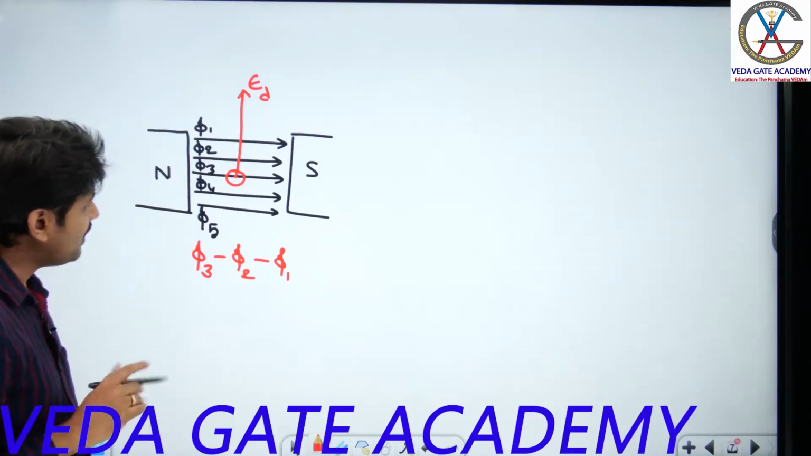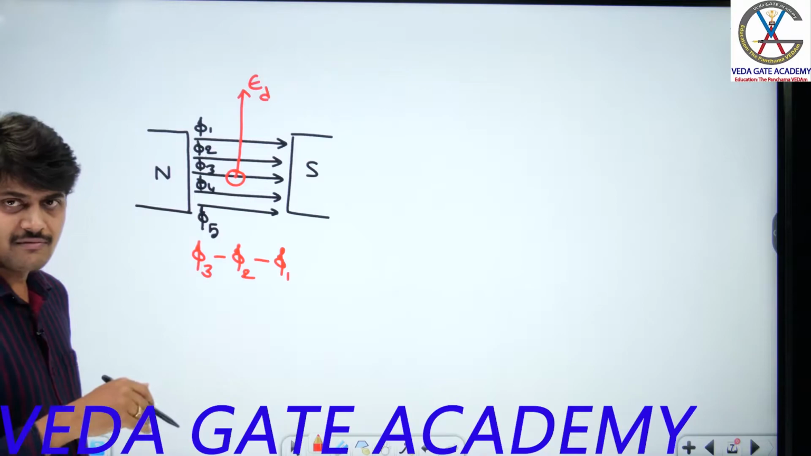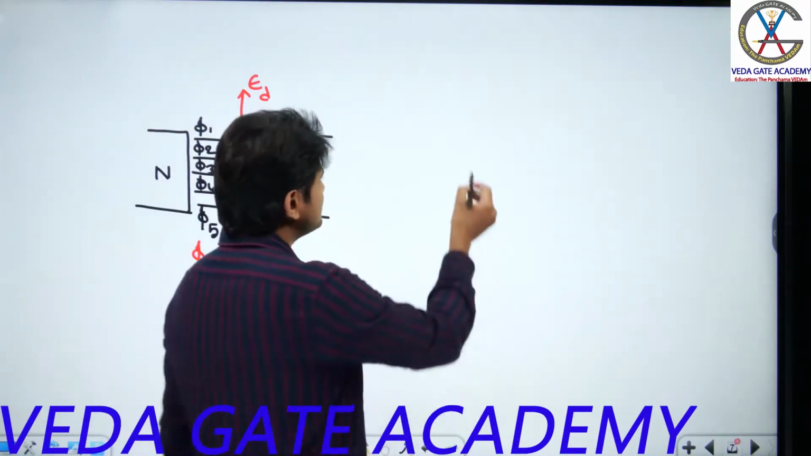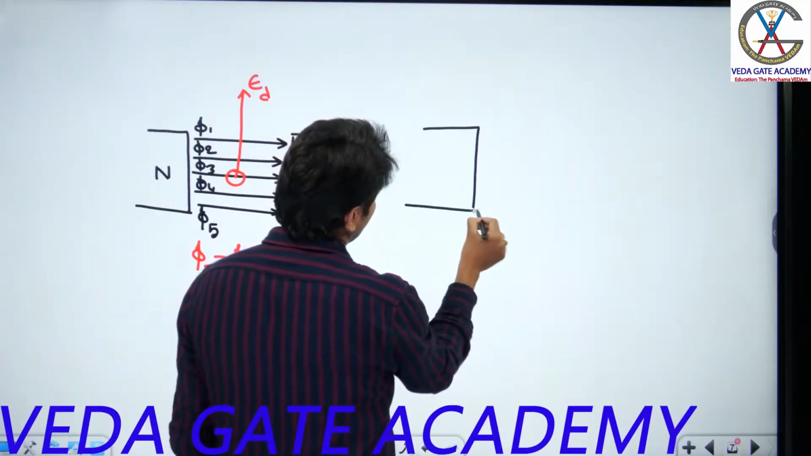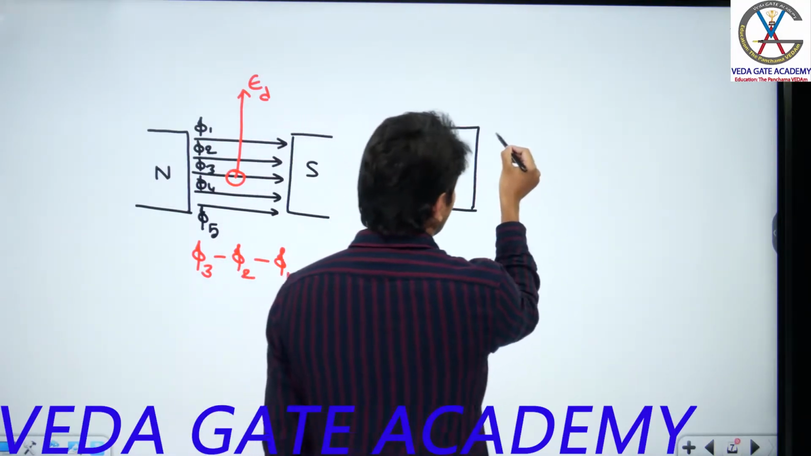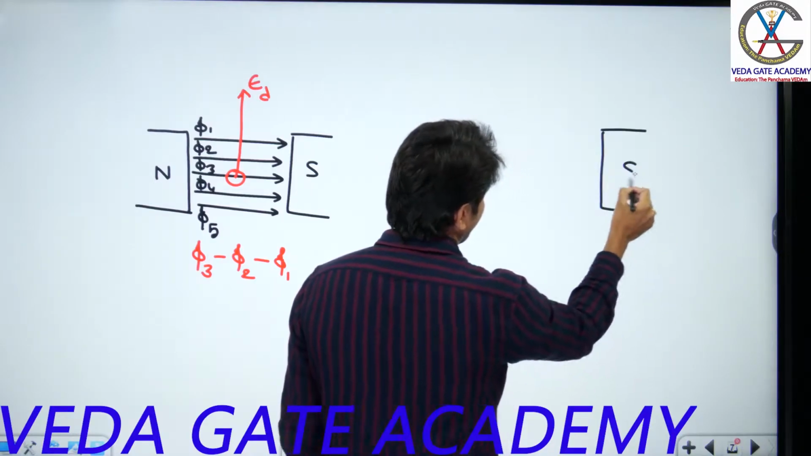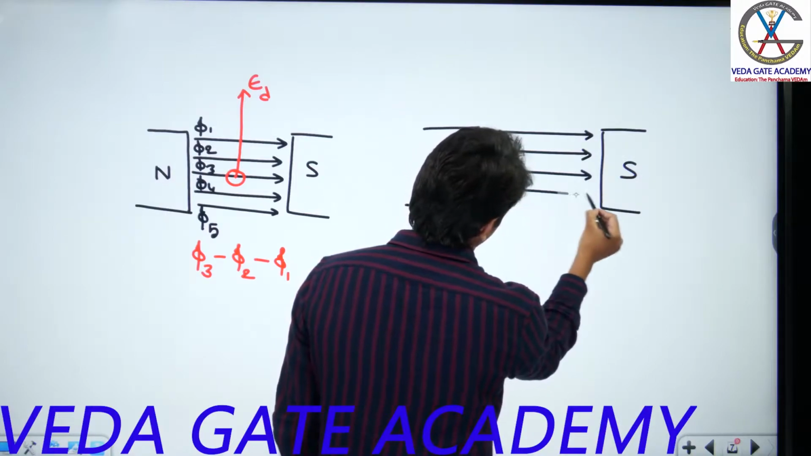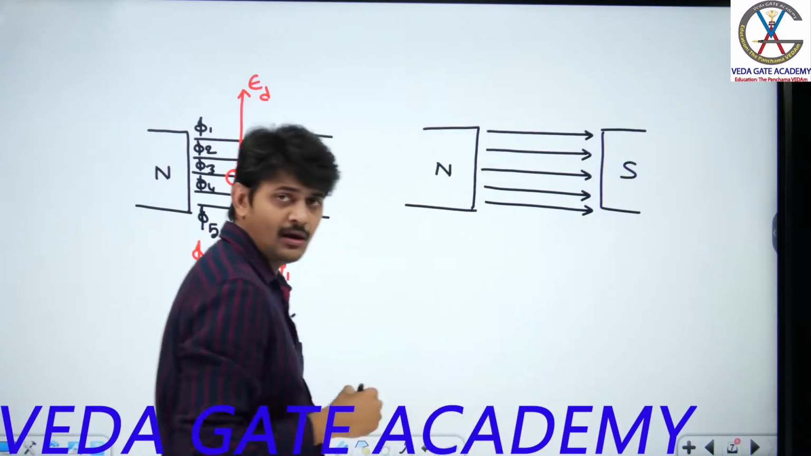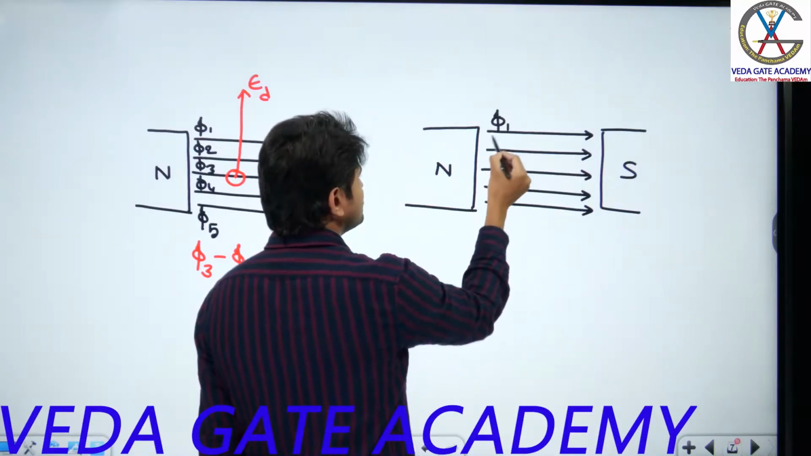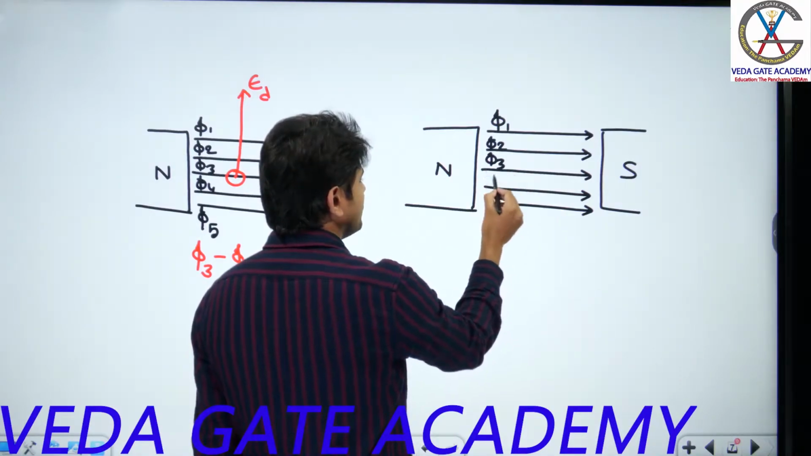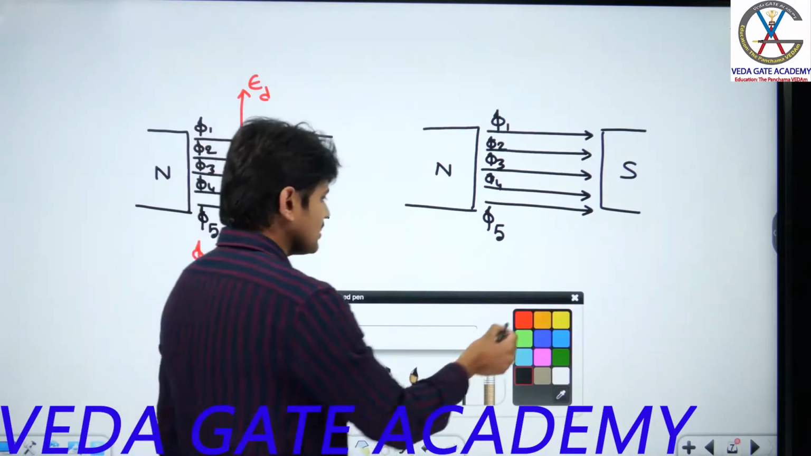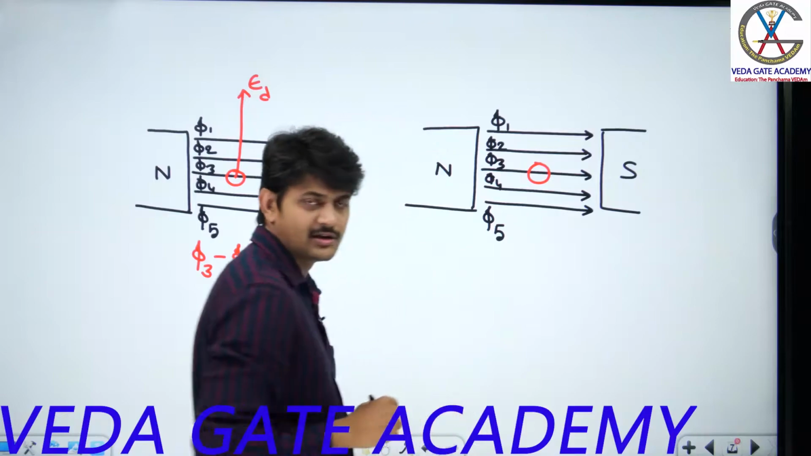Okay. Now I will draw one more configuration and see whether any EMF gets induced across the conductor or not. I will take the same magnetic field. I am creating a magnetic field. Let us assume this is my north pole, and this is my south pole. Here these are my flux lines. Now I am going to assume the flux lines phi 1, phi 2, this is phi 3, this is phi 4, and this one is phi 5.